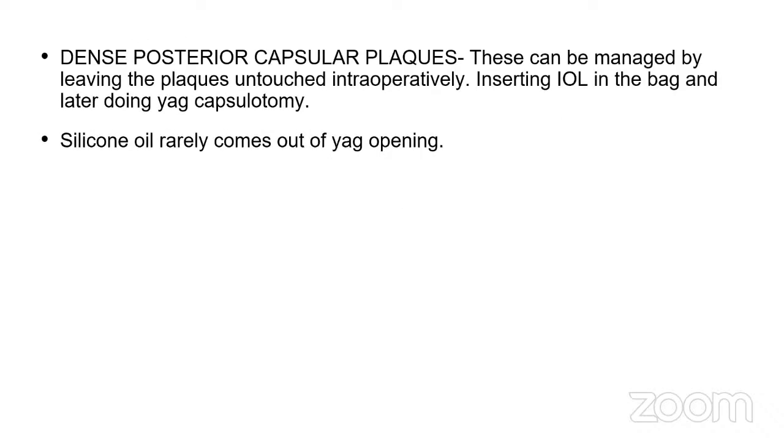Dense posterior capsular plaques can be managed by leaving the plaque untouched intraoperatively and inserting the IOL in the bag, and then later doing YAG capsulotomy. Silicone oil rarely comes out of a YAG opening. If the posterior capsular plaques are not so dense, sometimes they can be removed by posterior capsule polishing also.